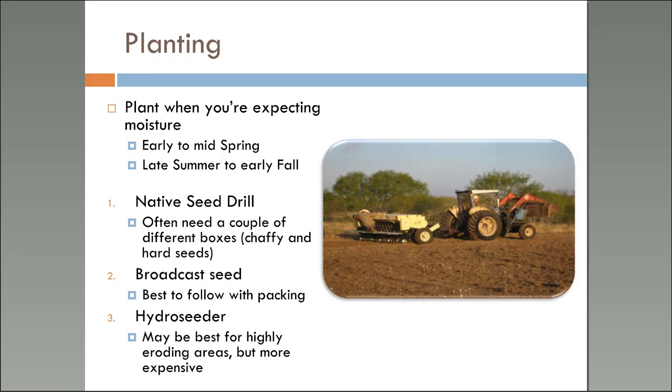So if you've got a lot of slope or a really sensitive area, hydroseeding might be the way to go for that place. If you've ever driven down the road and you see a really steep slope and TxDOT has, it looks blue, that's probably been done with a hydroseeder. So it's just that slurry that's been put out with the seed to kind of hold it in place. And it's very, very effective. It's just more expensive than using a native seed drill or broadcast seeding, of course.